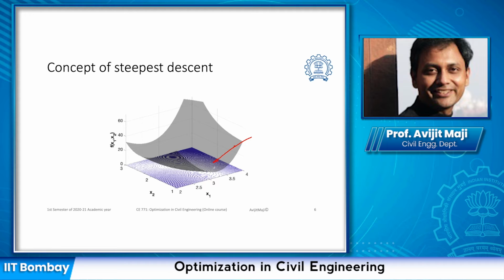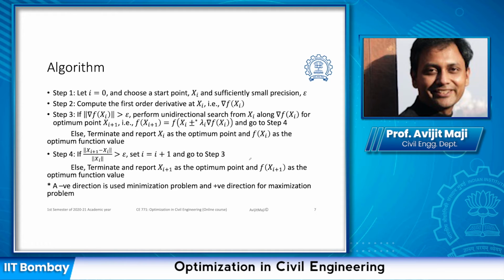Likewise, if we go in the other direction, which means the gradient is increasing or ascending, we can reach the maximum point, or the location which is going to yield the maximum objective function value. So with this concept, let us look into the algorithm.